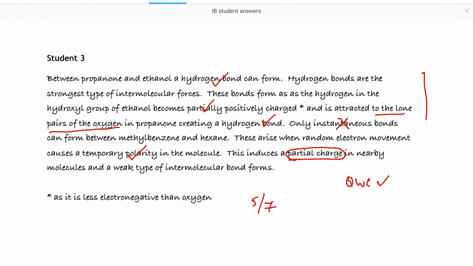However, I think if you combine the best parts of student 3 and the best parts of student 1's answer, you're going to have the perfect answer. So have a good look at these, have a look at the mark scheme, write your own perfect answer for this question and commit these little bits to memory, because it is the best way to ensure that you can write very quickly about intermolecular bonding and pick up all the marks.